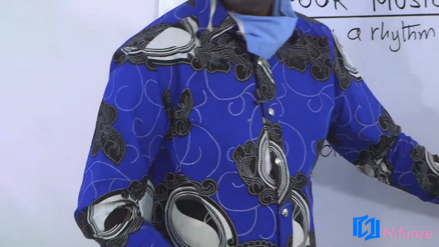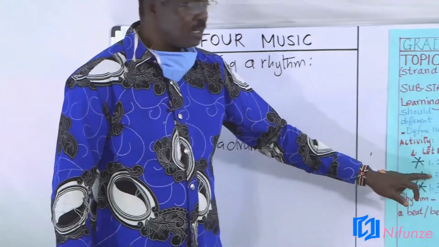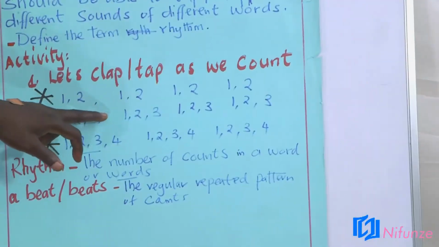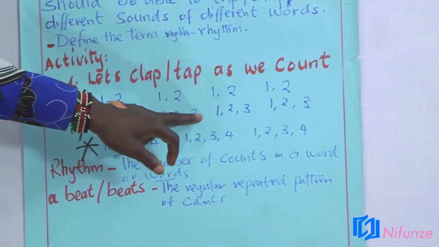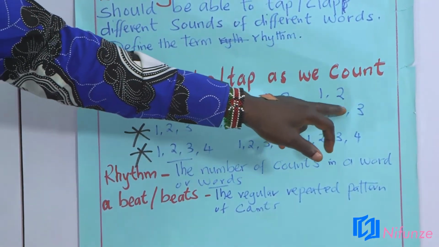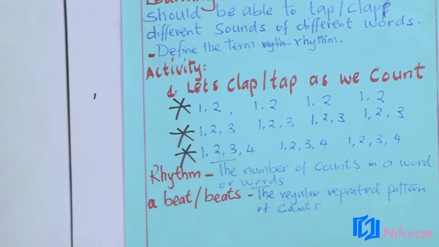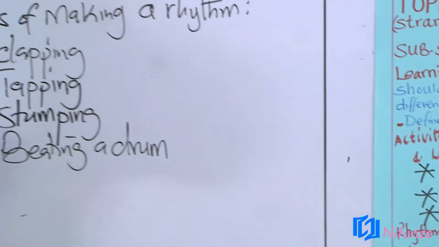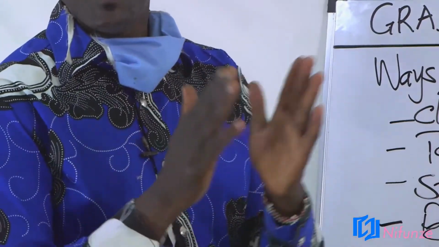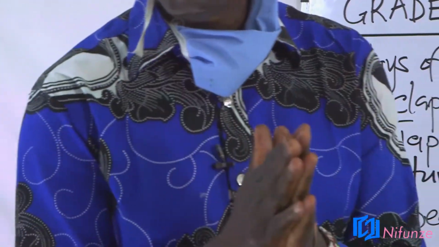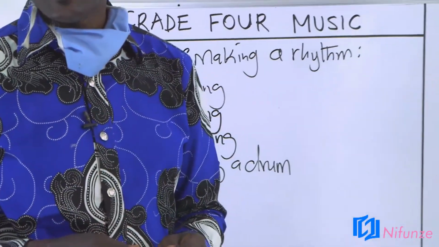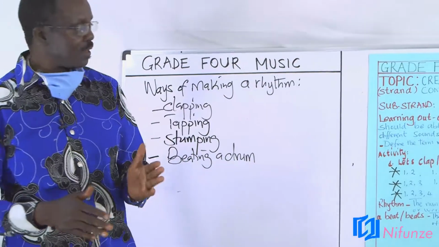The second one is 1, 2, 3. 1, 2, 3. Can we do the activity, all of us together? 1, 2, 3. Can you all do that? Let's try, all of us together. 1, 2, 3. 1, 2, 3.